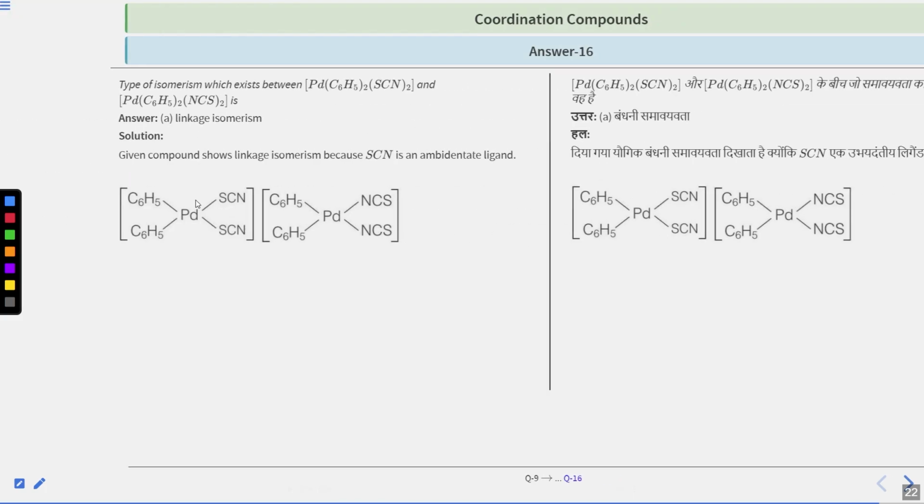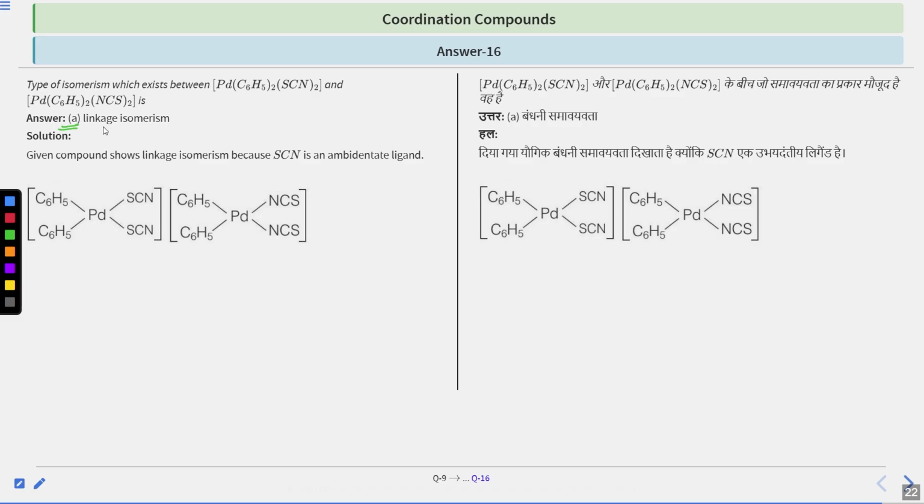Okay, let's see. The correct answer is option A, that is linkage isomerism. The given complexes in the question show linkage isomerism. Why? Because SCN is an ambidentate ligand. What is an ambidentate ligand? Ambidentate ligands are the ligands which can join through different atoms present in that particular ligand to the central metal atom.